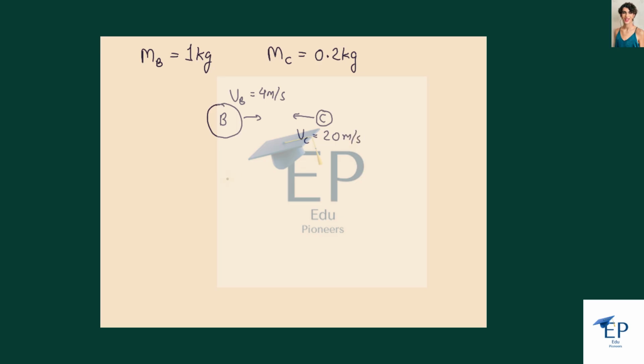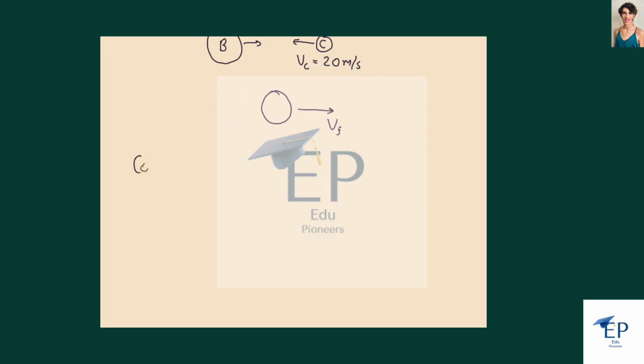Now what we have to do is find the final velocity of both the chewing gum and the billiard ball when they stick together after colliding. After colliding they are sticking together and moving with some common velocity. Let us call it the final velocity. In order to find this, we will use the law of conservation of momentum.